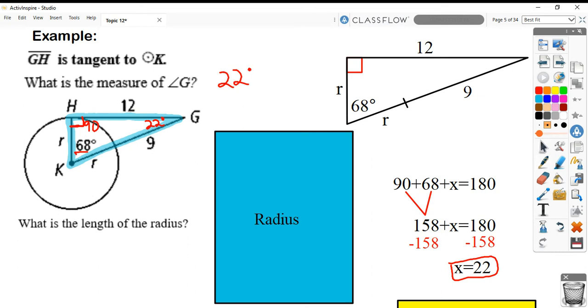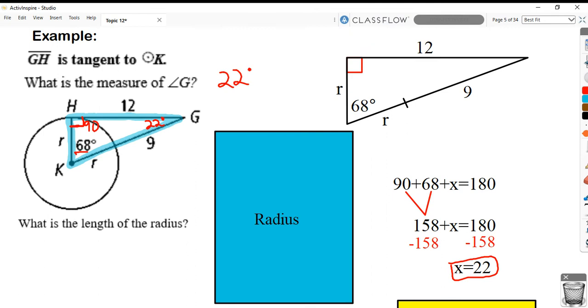All right. The next thing is this. What is the length of the radius? Now this right here gets a little bit trickier. So what I've done is off to the side, up over here on the top right, we have a drawing of that triangle, the exact same triangle, but we took the circle out of the equation, out of the picture. Okay, we just redrew the triangle.